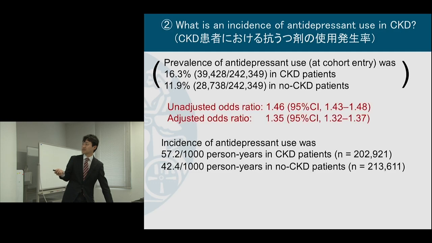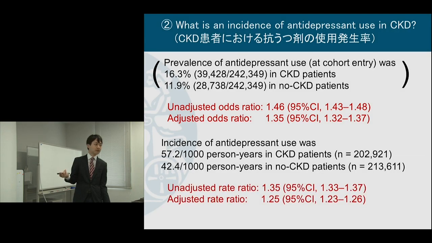And I also did adjusted analysis by logistic regression analysis for prevalence. So adjusted odds ratio was 1.4 before adjusting for confounding factors. And after adjusting for confounding factors like diabetes and cancer and other lifestyle-related factors such as BMI and smoking history, it was 1.35. And I also did survival analysis. In this case, I used Poisson regression analysis, but you could use Cox regression as well. And this was 1.35 and 1.25. So this is adjusted analysis.